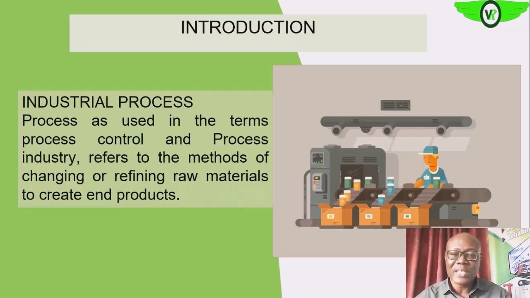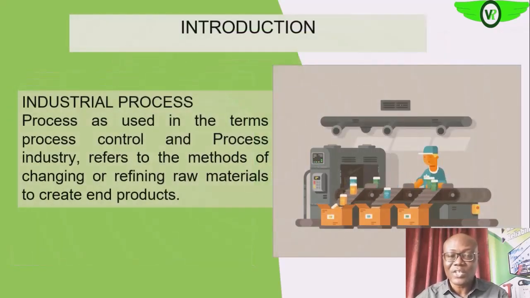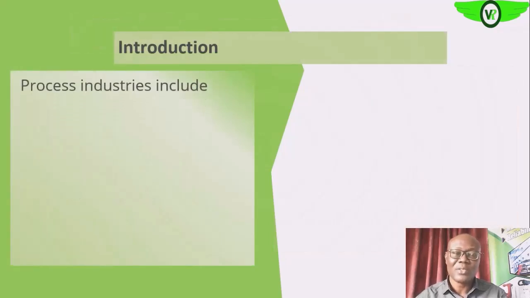We can say that process, as used in the terms of process control and the process industry, refers to the method of changing or refining raw materials to create an end product. What we are talking of at this stage is a series of steps that you need to take in order to change the raw material that you have into a finished product or an end product. That is the industrial process that we are talking about.